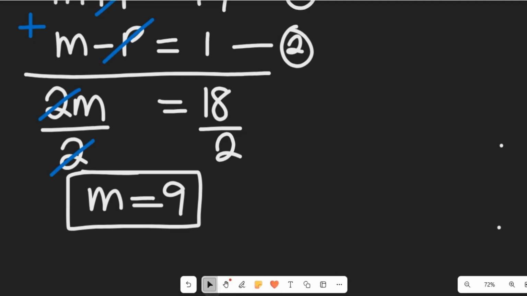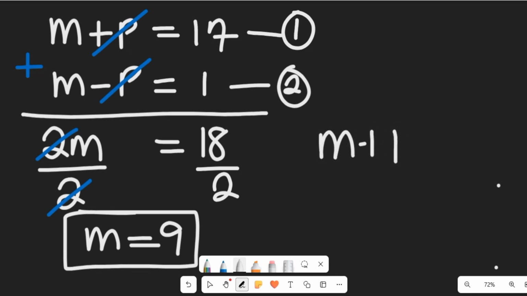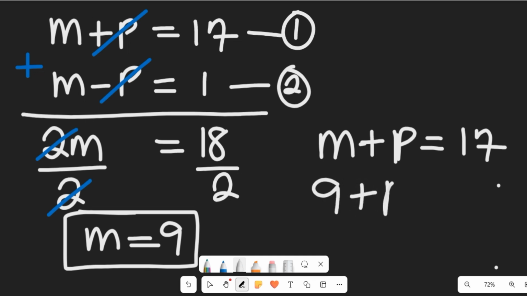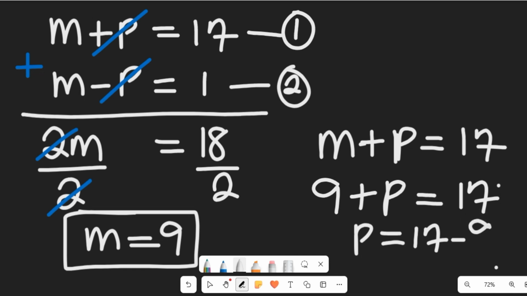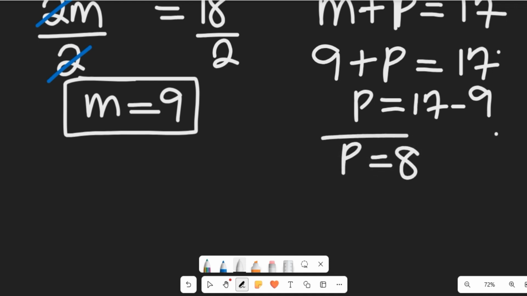Now, if we put this for the second equation, for the first equation, we put the value of m for the first equation. This one go give me m plus p equal to 17. This go give me 9 plus p. This one go dey equal to 17. So the value of my p go dey equal to 17 minus 9. 17 minus 9 go give me wetin? 17 minus 9 go make my p to be equal to 8. Now, this na the two answer to p and m.